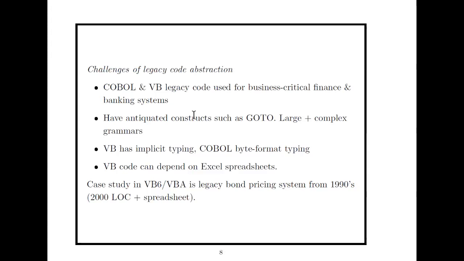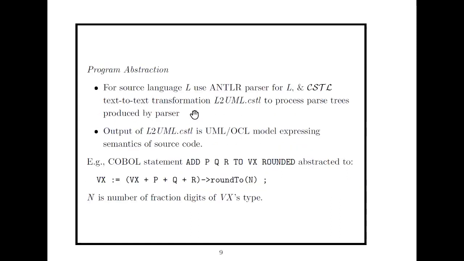with 2,000 lines of code and mainly used in a spreadsheet, and we have some pictures for that. So for program abstraction, first we have the source languages using ANTLR and a parser, while the target language is UML and OCL. For example, for a COBOL statement, ADD P Q R TO VX ROUNDED, it has been abstracted, for example, using VX = VX + P + Q + R, applying rounding to N, where N is the number of fraction digits of a VX type.